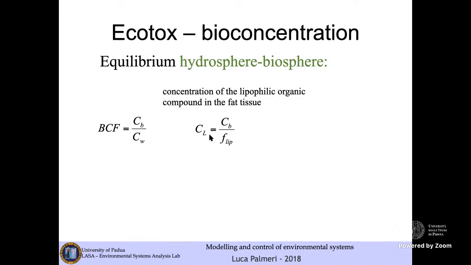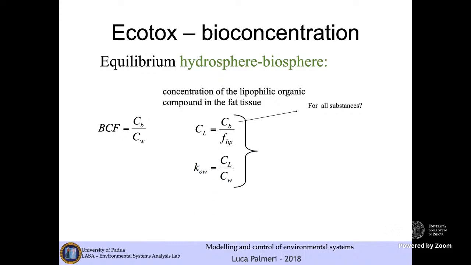And if we multiply the concentration in the lipids by the lipid fraction, so how much lipid tissue is present in this particular type of organic matter, we obtain the concentration in the biota CB. Is it valid for all substances? In general, no. But as a first approximation or a first assumption, we may assume that the concentration in the biota depends on the concentration in the lipids times the fraction of lipidic quota in the organic matter.